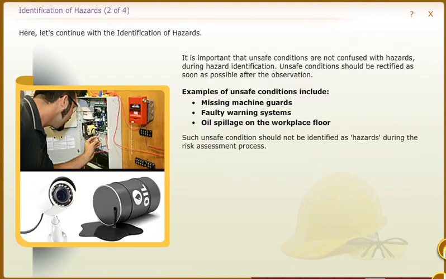Here, let's continue with the identification of hazards. It is important that unsafe conditions are not confused with hazards during hazard identification. Unsafe conditions should be rectified as soon as possible after the observation. Examples of unsafe conditions include missing machine guards, faulty warning systems, oil spillage on the workplace floor. Such unsafe conditions should not be identified as hazards during the risk assessment process.